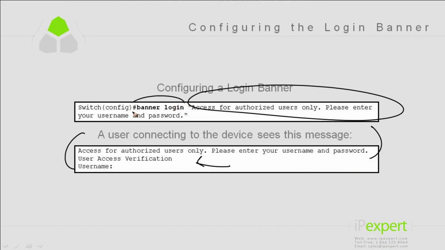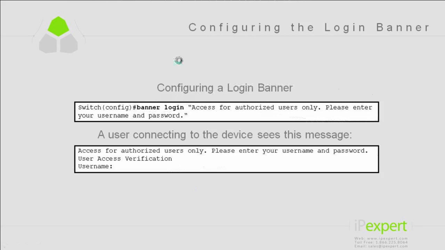And it's all going to be based on the user connecting to the actual device. So we will implement the banner login configuration here. The moment I authenticate, this is going to appear on the screen. It gives the user a warning to let them know that they're not necessarily supposed to be able to access this device.